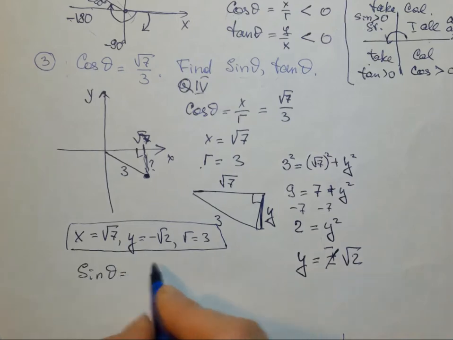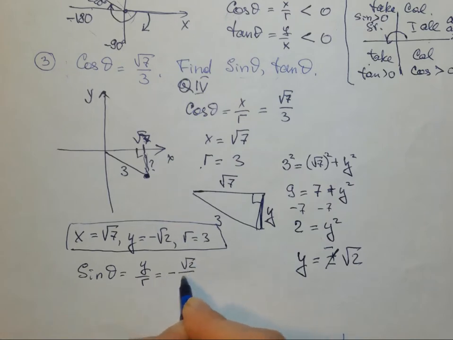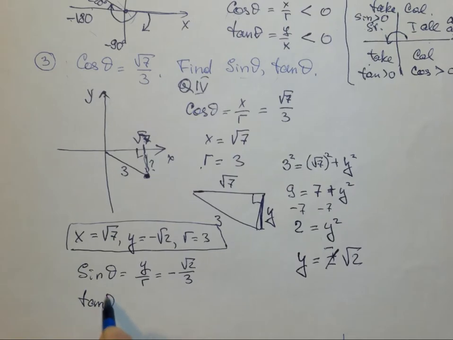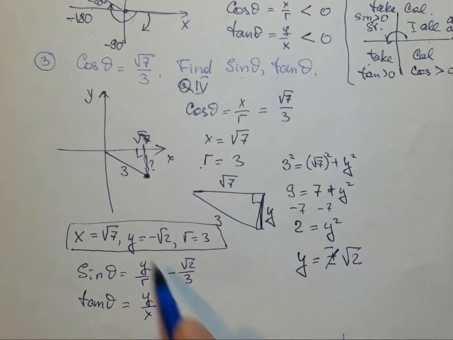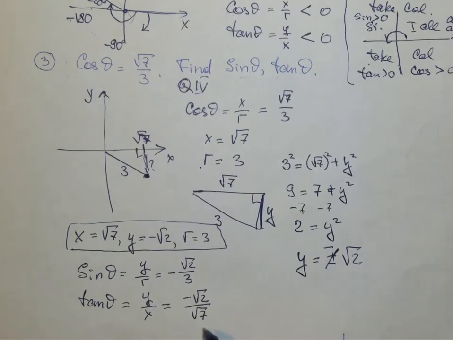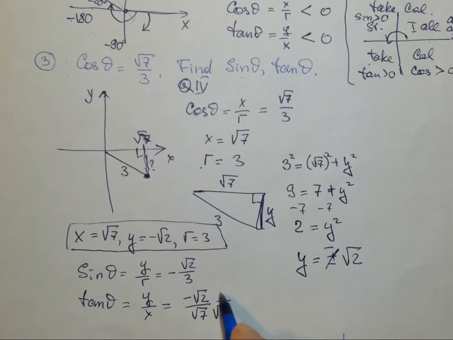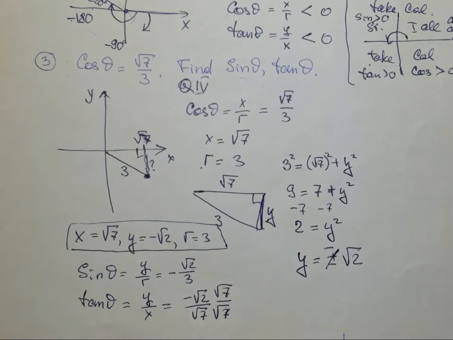Sine of theta equals y over r, so negative square root of 2 over 3. And tangent theta equals y over x: negative square root of 2 divided by square root of 7. We want to rationalize this, so we multiply the numerator and denominator of our fraction by the square root of the denominator.